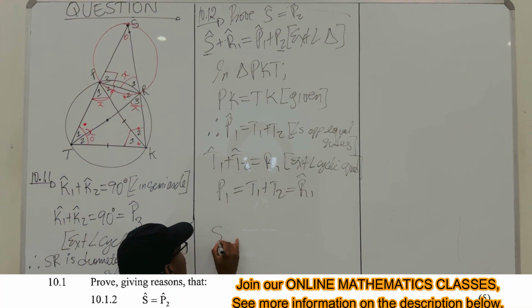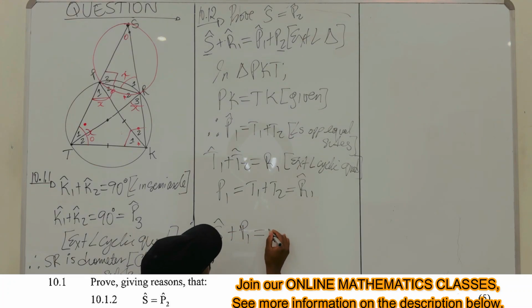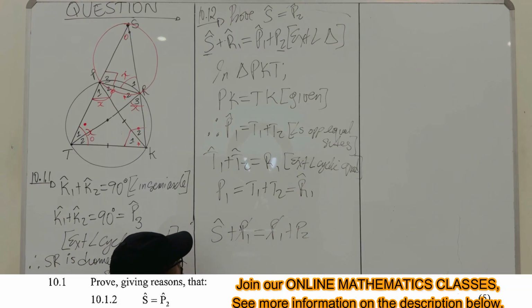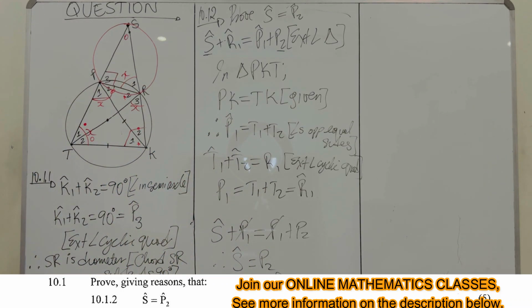So your angle S plus P1 is equal to P1 plus P2. So this and that will cancel. Therefore, your angle S is equal to angle P2. We're done with this. We've shown 10.1.2.